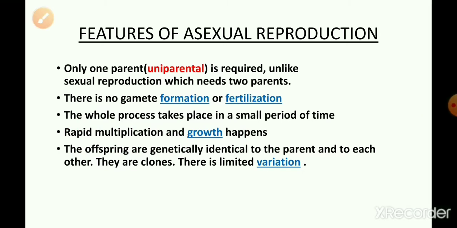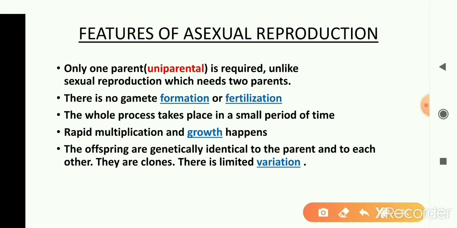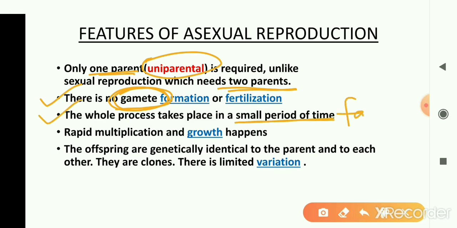The first important feature of this process of reproduction is it is uniparental, that is the process involves a single parent, right? Whereas in case of sexual reproduction, about which you'll be learning in the next videos to come, that's biparental, that is there are two parents involved. The next important feature is there is no formation or fusion of gametes, and the process takes place in a shorter period of time, that is it's a faster method of propagation. It's a rapid method of multiplication or propagation.